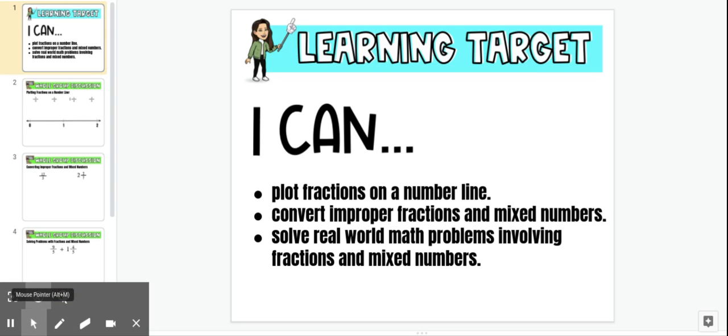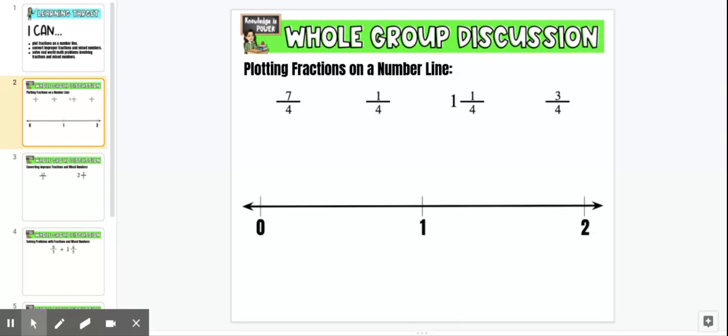In this video, we are going to review the standards we talked about during Unit 2. So plotting fractions on a number line, converting between improper fractions and mixed numbers, and then solving real-world math problems involving fractions and mixed numbers. So first, we're going to talk about plotting fractions on a number line.